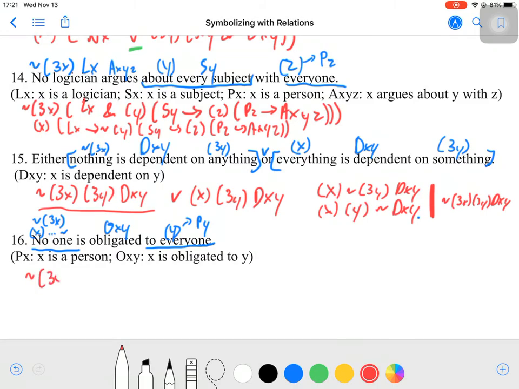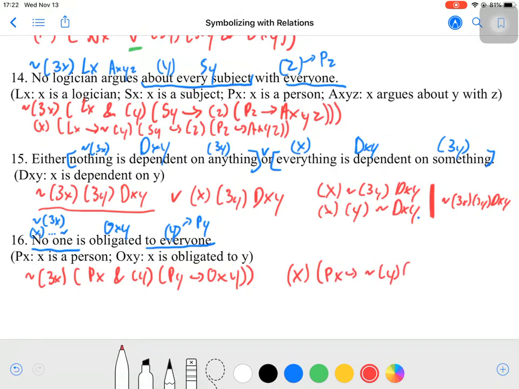It's not the case that there exists an x such that x is a person, and for all of y, if y is a person, that x is obligated to y. Or with the universal, for all of x, if x is a person, then it's not the case for all of y. Py arrow oxy.